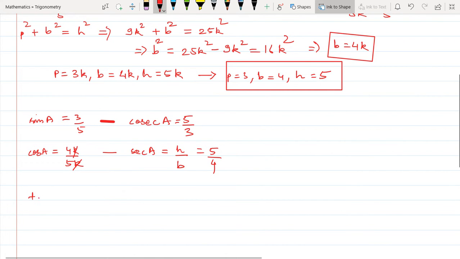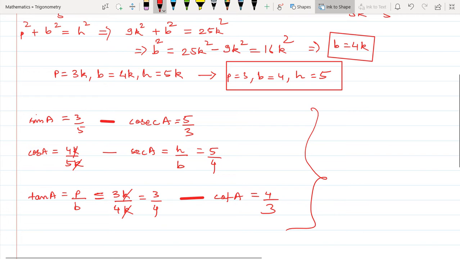Then I have to find tan of A, which is equal to perpendicular upon base, which is equal to 3k by 4k. k gets cancelled, this becomes 3 by 4, and the reverse of tan A is cot of A, which will be 4 upon 3. And this is how you derive all the 6 values. Even if you would have made this mistake, you would have still received the same answer, but a mistake is a mistake. I do not want you guys to do that, okay?